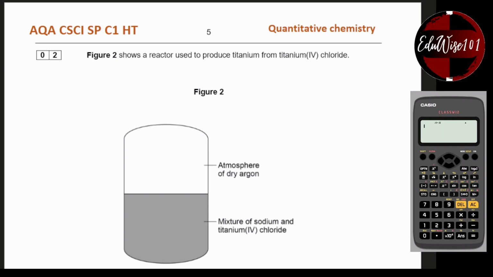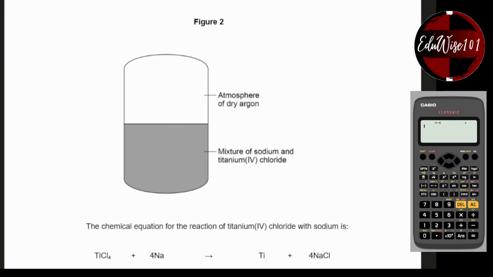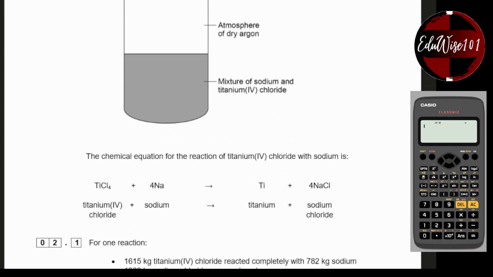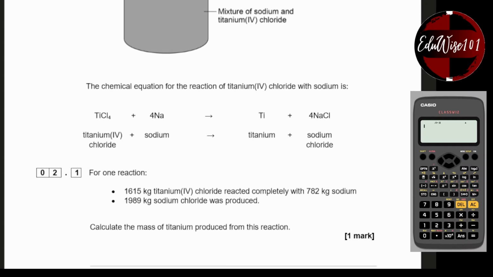Question 2, Figure 2 shows a reactor used to produce titanium from titanium 4 chloride. So you have what looks like a large container, with a mixture of sodium and titanium 4 chloride and an atmosphere of dry argon. Remember, dry argon itself is not reactive. The chemical equation for the reaction of titanium 4 chloride with sodium is given, with the symbol and the word equation here. Titanium chloride plus sodium is reacting to form titanium plus sodium chloride.